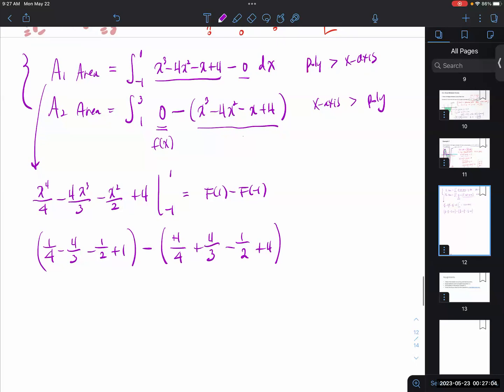So you can calculate that. And then everything cancels. So negative 1 over 2 and positive 1 over 2 cancel. And what else are we going to cancel? 1 over 4 and negative 1 over 4 cancel. So we have negative 4 over 3 minus 4 over 3, negative 8 over 3. And 1 minus 4 is negative 3. Yes, you're going to get it. So let me double check.